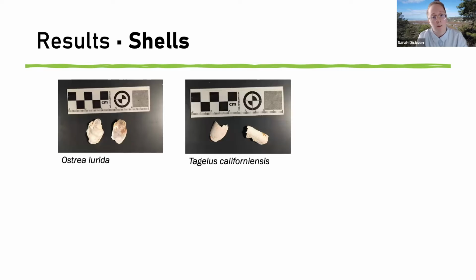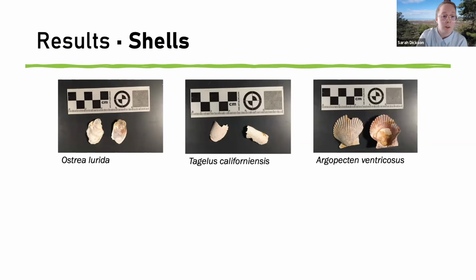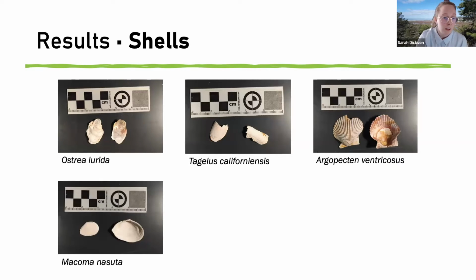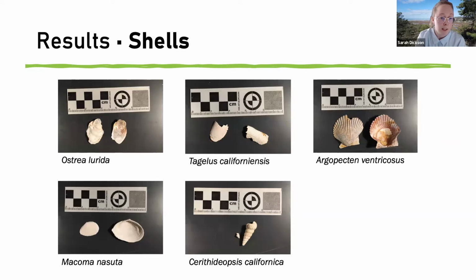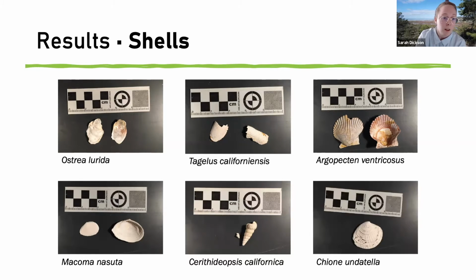So to reiterate, the purpose of acquiring dates in our master core was to identify the age of the shell hash layer. And now we're going to take a closer look at the shells we identified. So the shells that we found were Ostrea lurida, Tagelus californianus, Argopecten ventricosus, Macoma nasuta, Cerithidea californica, and lastly, Chione undatella. All of these species are native to brackish or marine environments along the west coast, and most shells showed some abrasion and moderate to significant loss of color and luster.